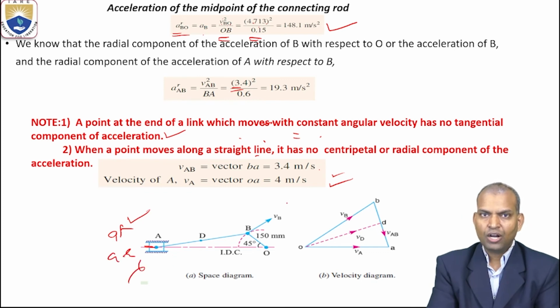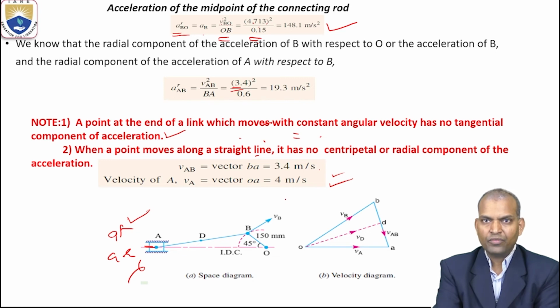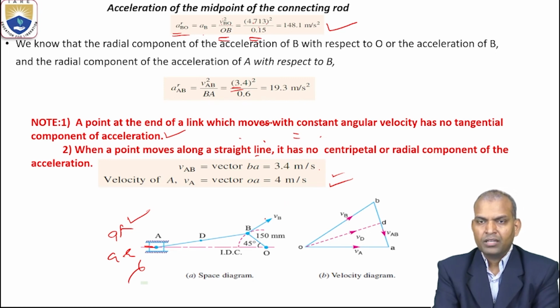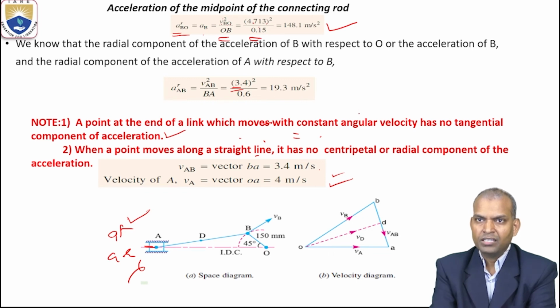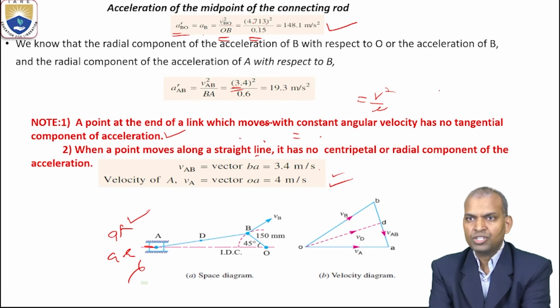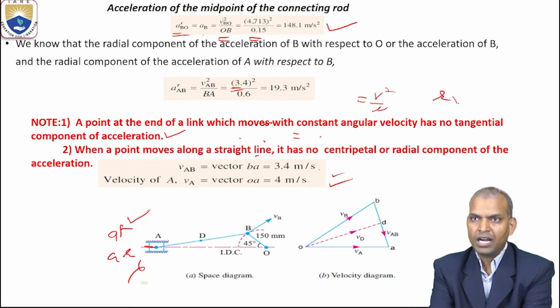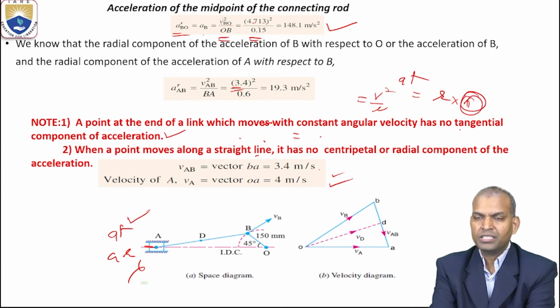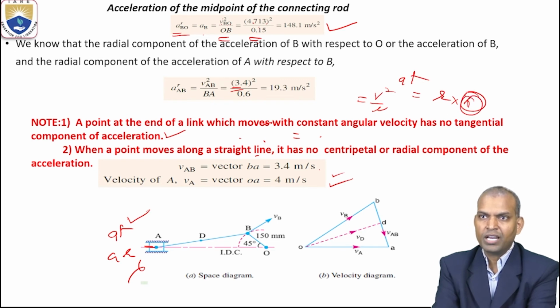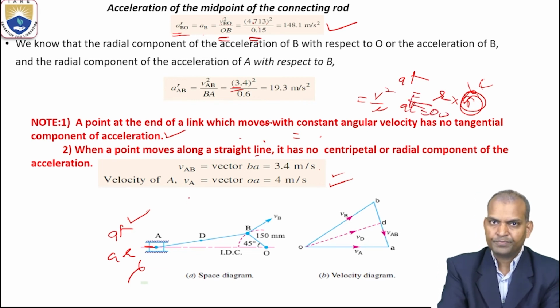Next, a point at the end of a link which moves with constant angular velocity. For constant angular velocity, the formula V square by R comes, but there is no tangential component. What is the tangential component? The formula is R alpha. Since the angular velocity is constant, alpha becomes 0. Then A_T, the tangential component, becomes 0.